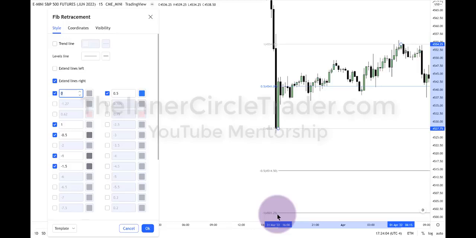Now, the question you're going to probably have in your mind is okay, this is all fine and great, but how do we know which one to pick, ICT? If you put 1,000 lines on your chart, ICT, eventually somebody's going to see one of those levels get hit, and then you're going to make a video and say, see how smart I am? I've seen all of your arguments. I've seen that kind of stuff tossed around in the forums and such.